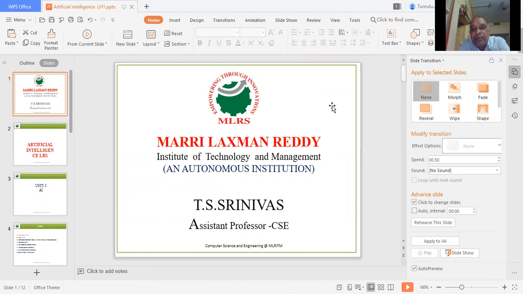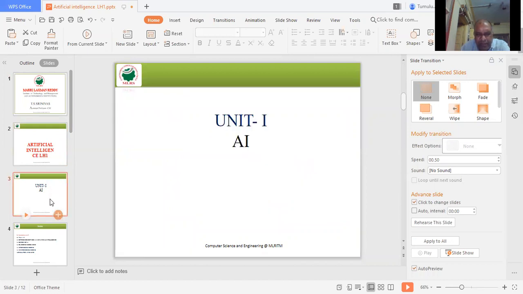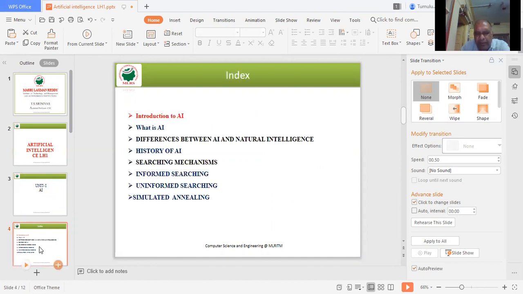Today I'm going to discuss artificial intelligence. This is a subject for IT students and EC students. So we are going to understand the first part, Unit 1. These are the index of Unit 1. So Unit 1 consists of the following topics.